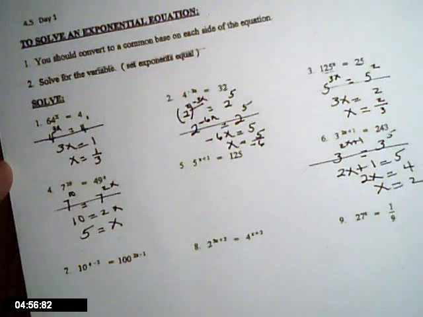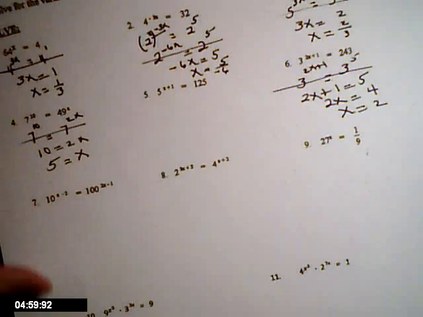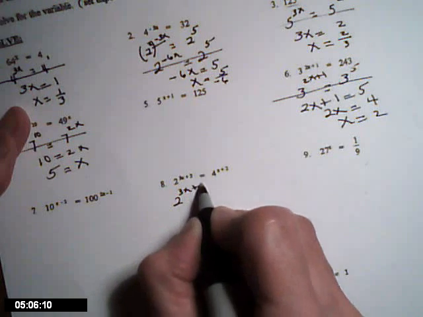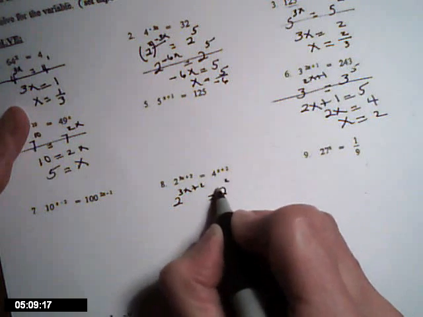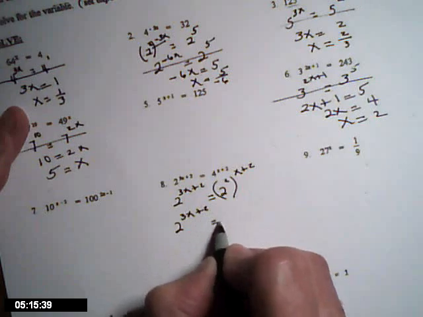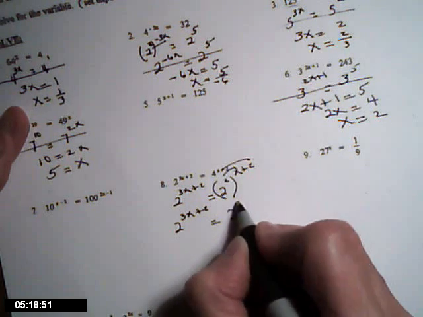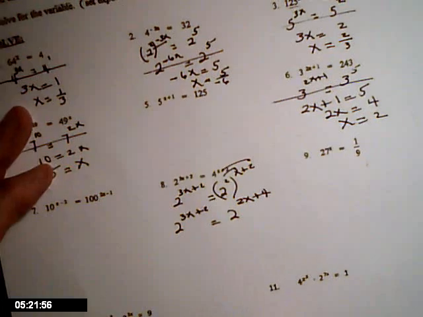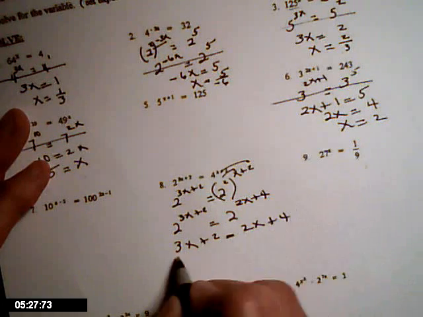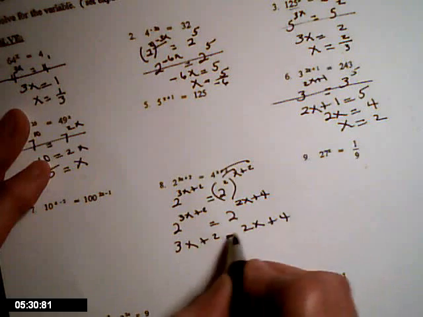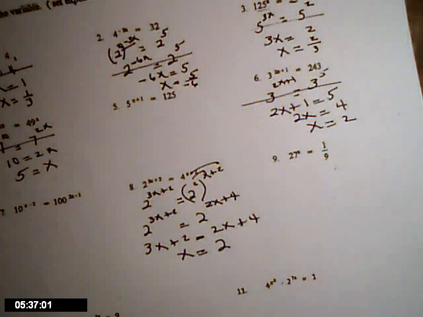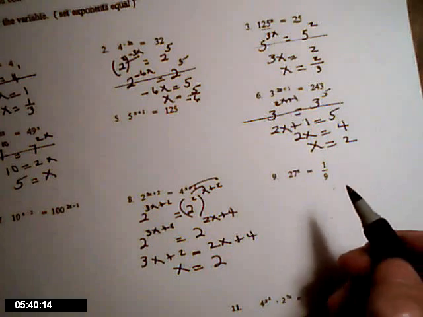Let's look at a problem such as number 8. We have a 2 and a 4, so 2 will be my base, 2 to the 3x plus 2. This 4 will be 2 squared. Now you notice that I have another exponent of x plus 2. So I've got to distribute, and you've got to go all the way through now with this exponent. So that'll be 2 to the 2x plus 4. Now drop your bases. You have 3x plus 2 equals 2x plus 4. We want our variables on one side, so 3x minus 2x would be x, and 4 minus 2 would be 2 for my answer.